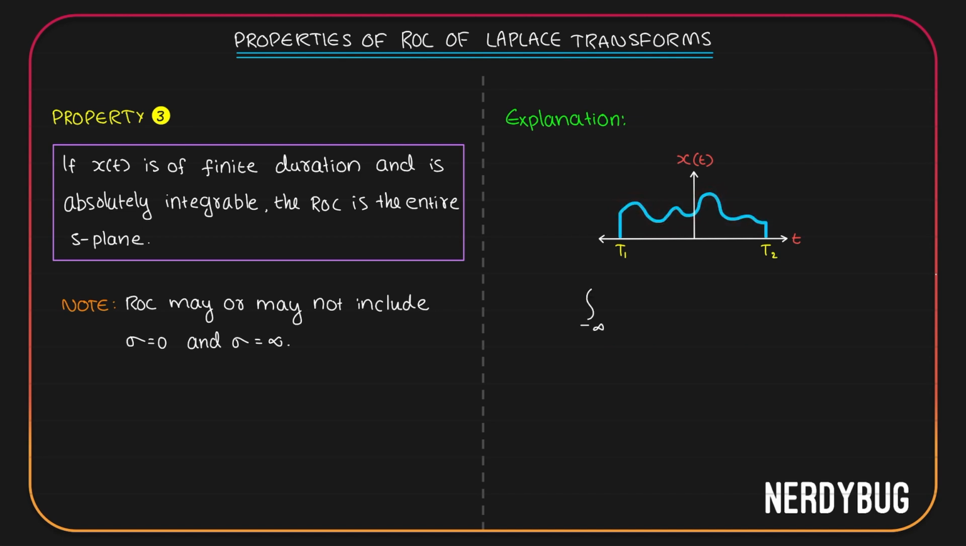So when you take integral from minus infinity to infinity, magnitude of x of t e raised to minus sigma t dt here, you don't really have to integrate from minus infinity to infinity because the signal is only between t1 to t2. So the integral becomes integral from t1 to t2 magnitude of x of t e raised to minus sigma t dt. So whatever value you give for sigma, the integral is always going to be a finite value because the limits you're giving are t1 and t2, these are finite.